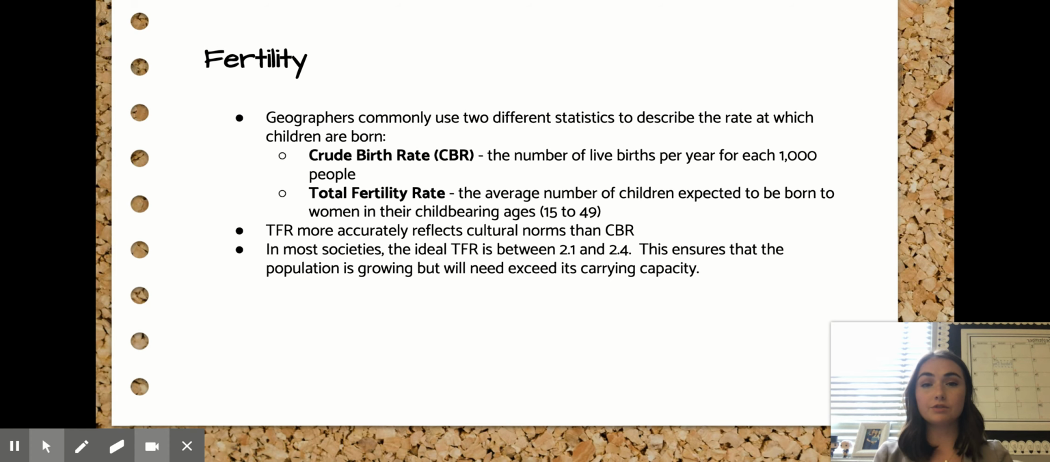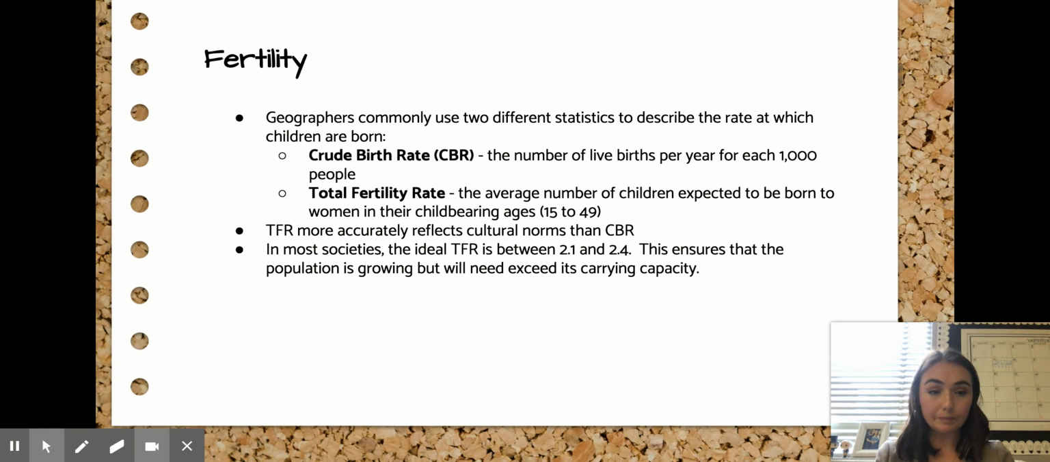Geographers commonly use two different statistics to describe the rate at which children are born. That's what fertility is. It's the rate at which children are born. So you have the crude birth rate, which you will see labeled as CBR, which is the number of live births per year for each 1,000 people. And then you have the total fertility rate, which is the average number of children expected to be born to women in their childbearing ages, which is 15 to 49.